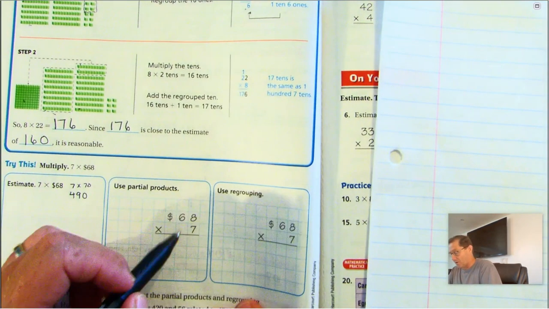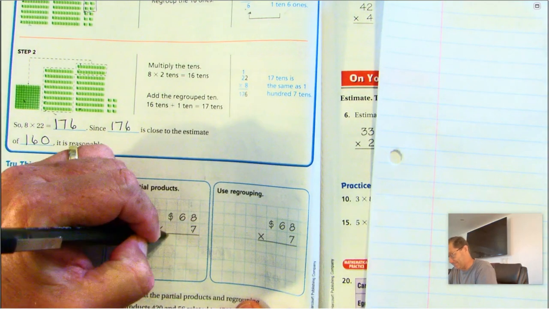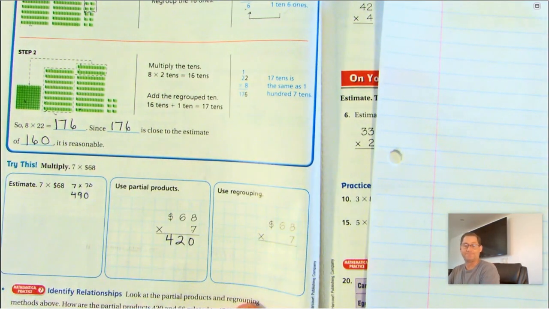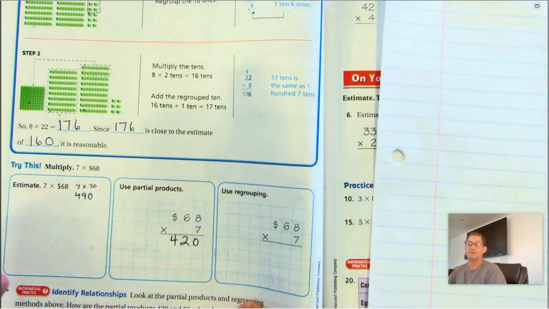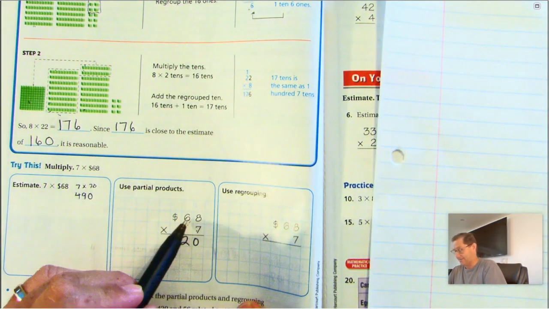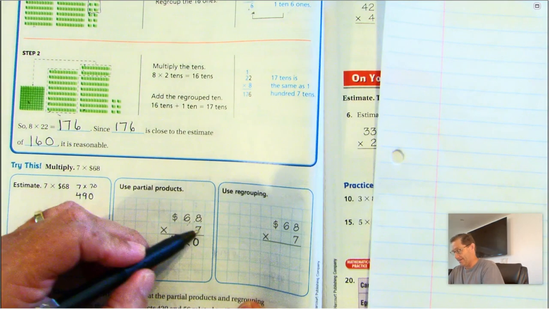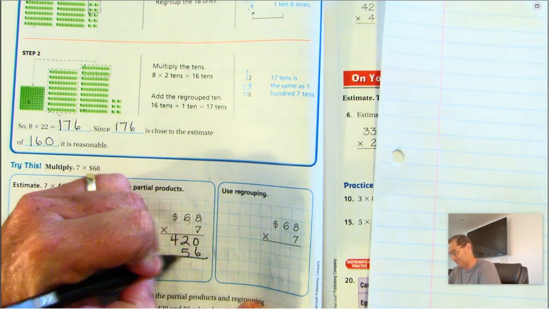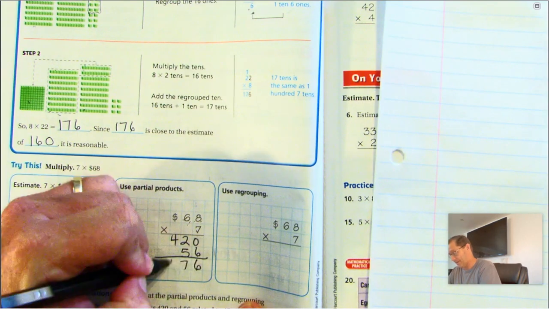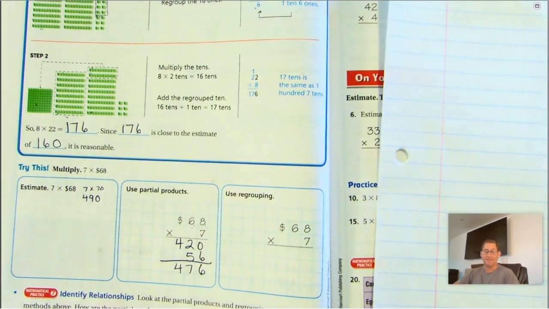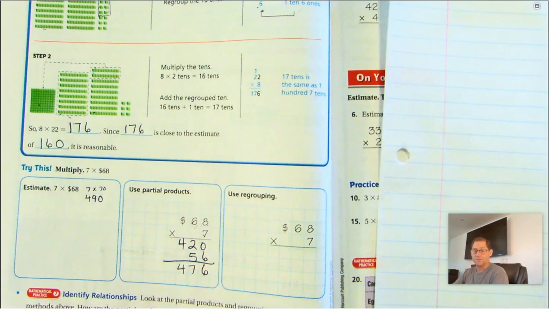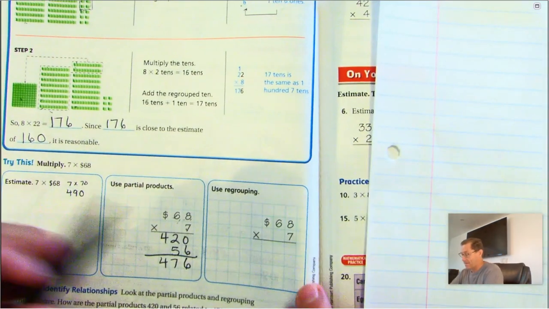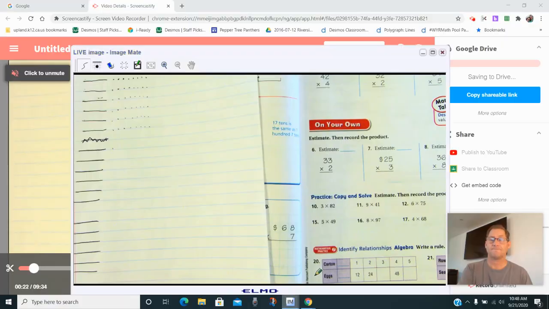Okay, so partial products, that's 7 times 60, or 7 times 6 tens, which is 420. And then 7 times 8 ones, 56 ones. So we get 476. Now, using regrouping, we're going to start with the 1.